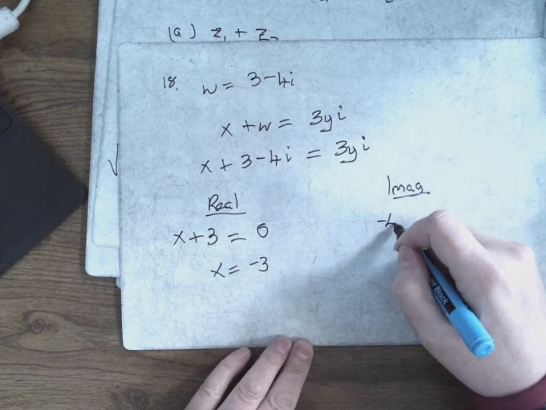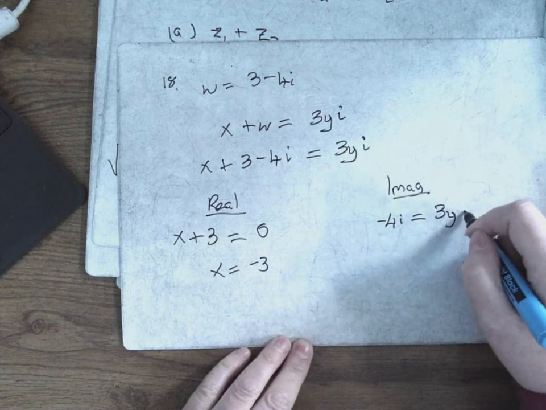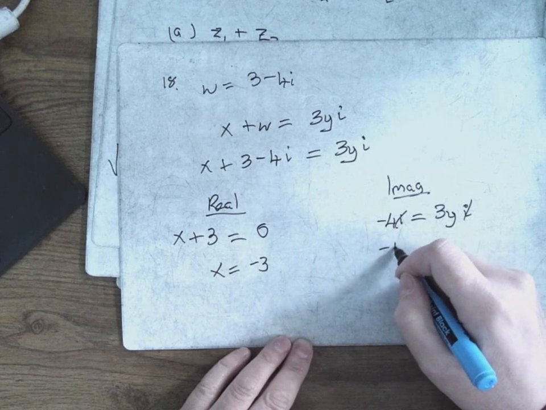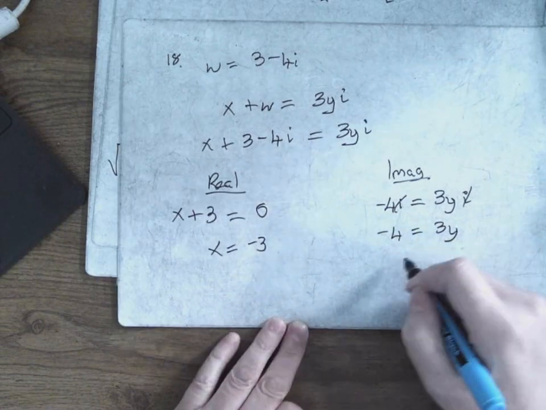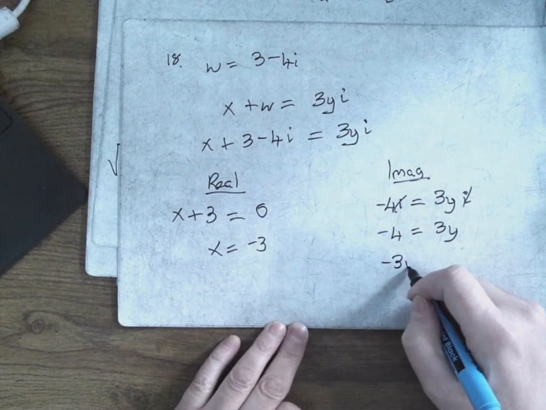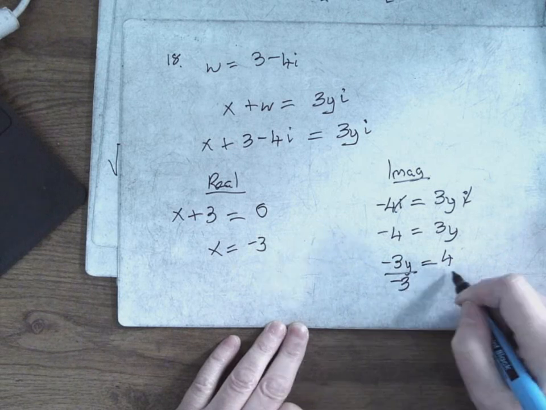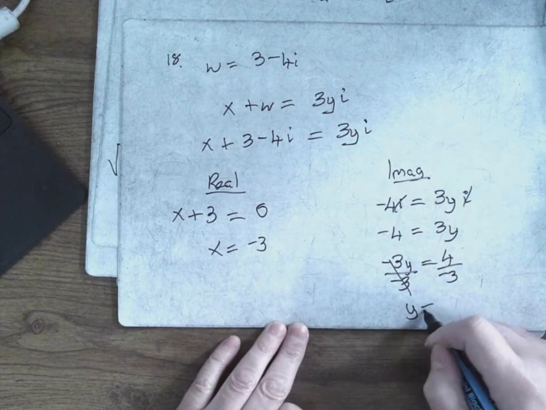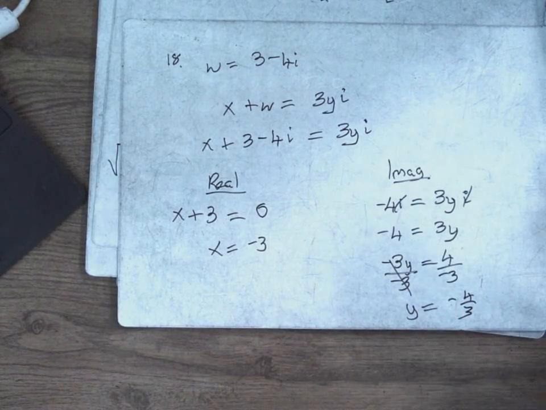Pick out your imaginary bits. So you have minus 4i equals 3yi. Knock off the i's, so you'll get minus 4 equals 3y. Swap it around, minus 3y equals plus 4. Divide by minus 3. You can work it out backwards if you want, or just rearrange it. y equals 4 over minus 3, which is just minus 4 over 3, or you can leave it as 4 over minus 3, the same thing, as long as the minus is there somewhere.